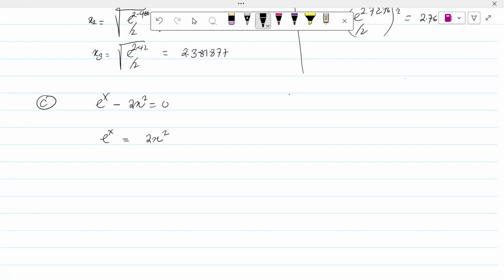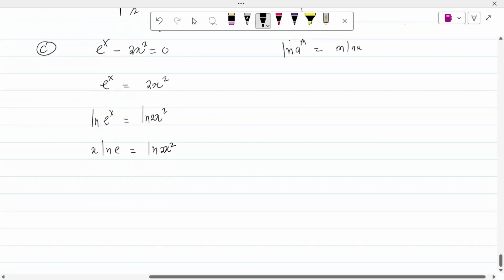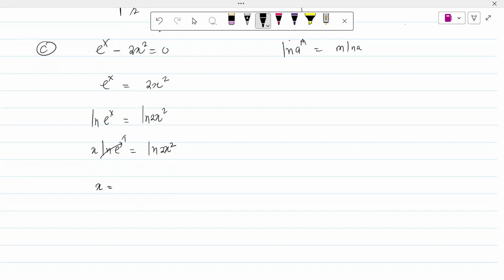Now remember that for us to solve for this x, we have to introduce natural log on both sides. Remember the properties of natural log: natural log of a to the power m is equal to m natural log of a, right? Don't forget this. So I'm going to apply the same thing here. This will be x natural log of e, equal to natural log of 2x squared. Now remember that natural log of e is equal to 1, isn't it? So you end up having natural log of 2x squared.